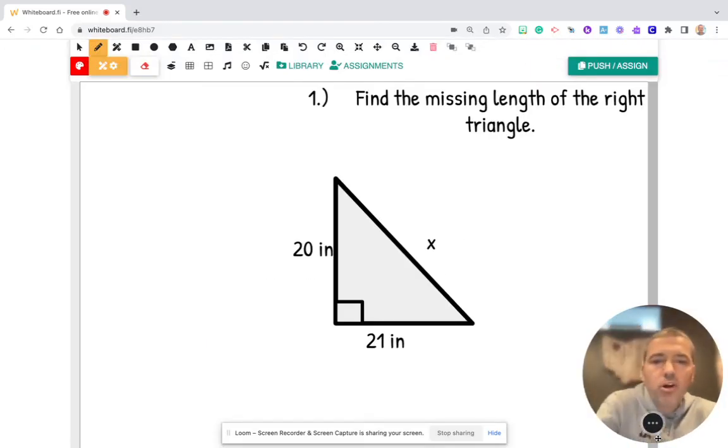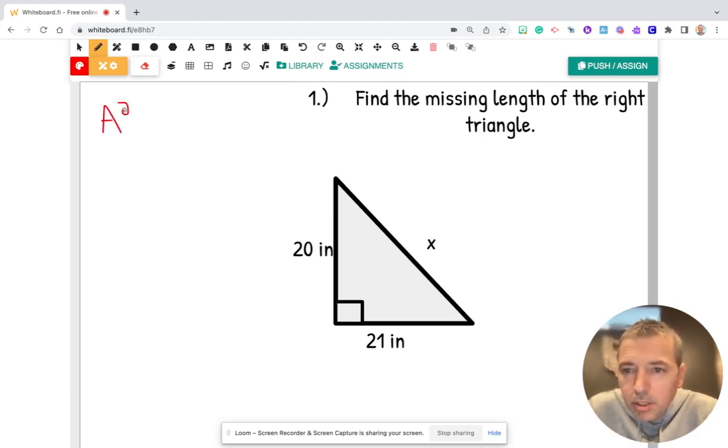Hey guys, we're going to solve problem number one here. Find the missing length of the right triangle. So when we know two sides of a right triangle, we know we can find the third side by using the Pythagorean theorem. So that's going to be a squared plus b squared equals c squared.